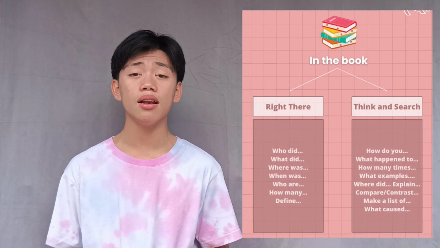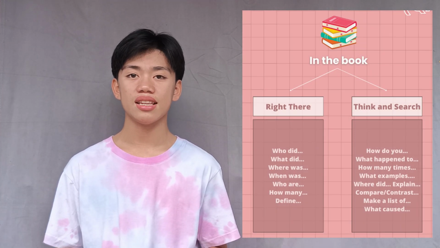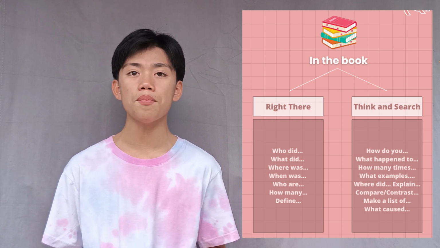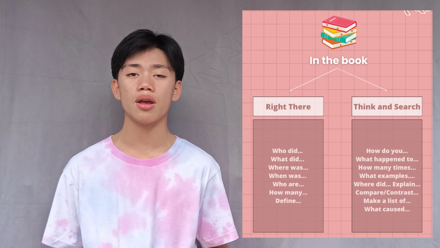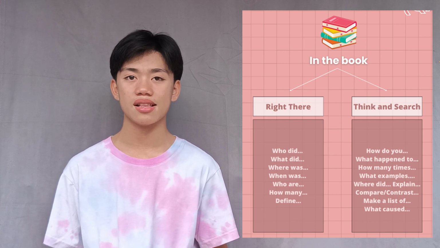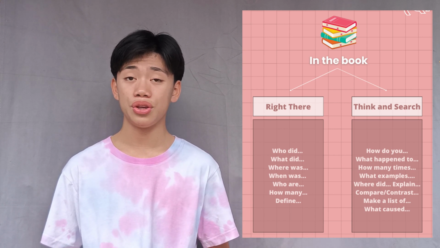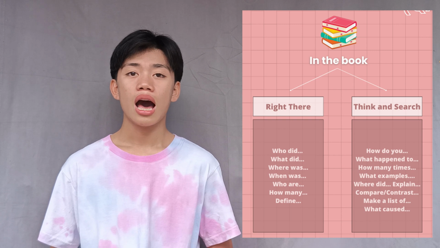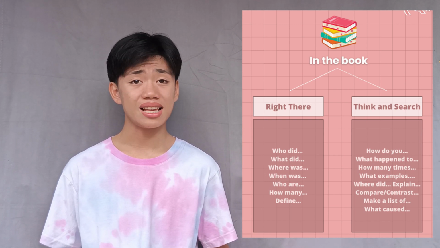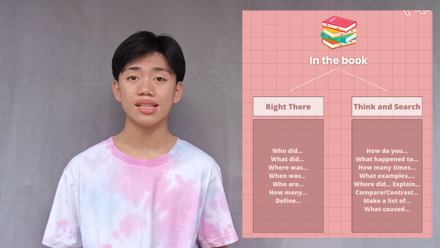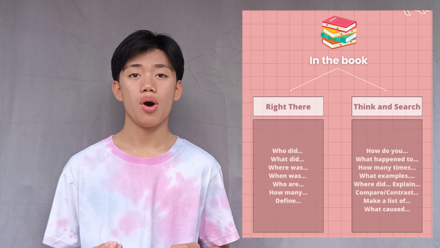Moving on within the in the book category, we have think and search. These questions require a little more work. The answer is in the text, but it's not in just one place. You need to think and search in different parts of the text and put the information together to find the answer. The image gives us examples like how do you, what happened to, how many times, what examples, where did, explain, compare or contrast, make a list of, and what caused.